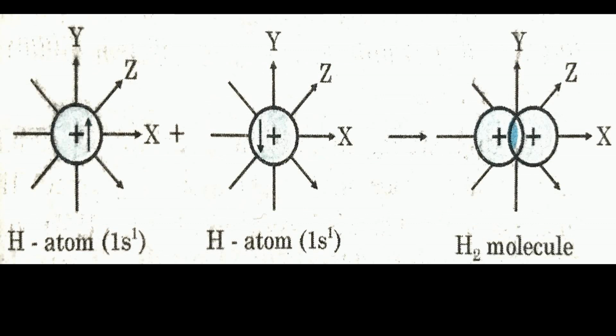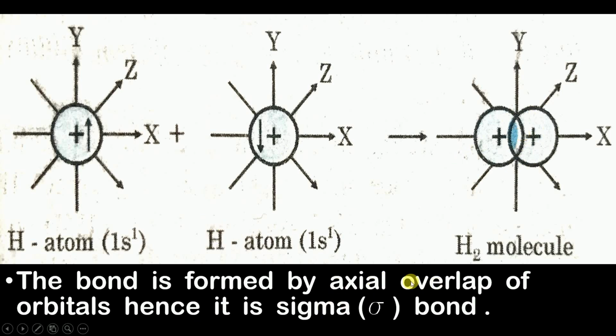This is how the orbitals are going to overlap with each other. We have seen earlier in this video how orbitals overlap. So this 1s orbital of one hydrogen atom is going to overlap with the 1s orbital of the other hydrogen atom, and as you can see, an overlap is taking place, and due to this a covalent bond is formed. The bond is formed by axial overlapping. Can you see that the overlapping is taking place along the axis of the orbitals? Hence it is called a sigma bond. Is this term clear?